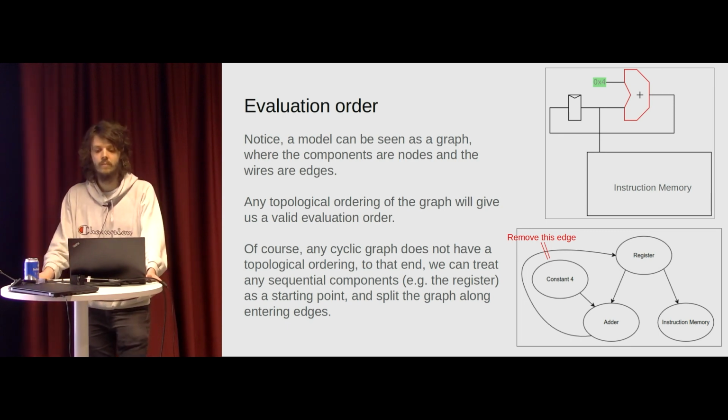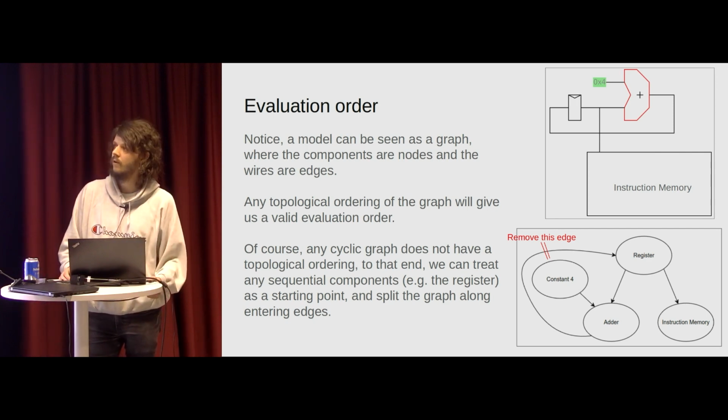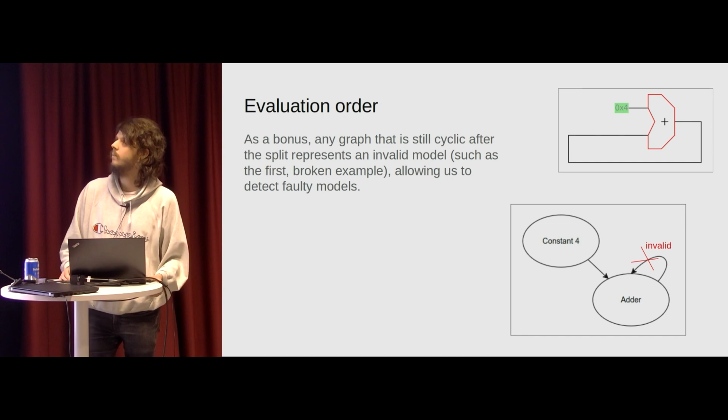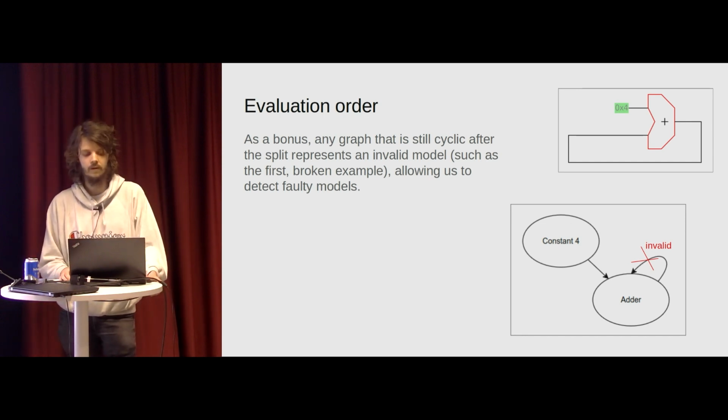If we treat the components as nodes and the wires as edges, we can look at the model as a directed graph. And any topological ordering of this graph will give us a valid evaluation order. And of course, any cyclic graph does not have a topological ordering, so we treat sequential components as a starting point and split the graph along their entering edges. And as a bonus, any graph that is still cyclic after this split is invalid, so we can detect faulty models.